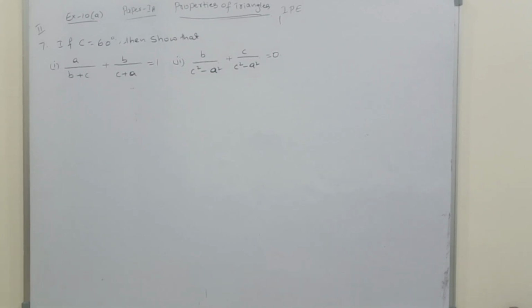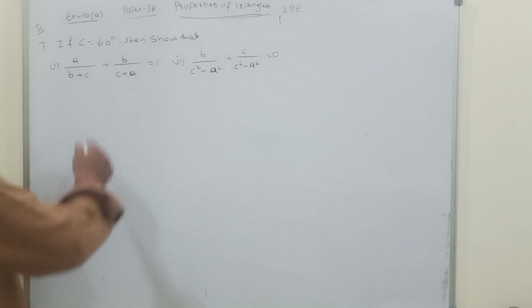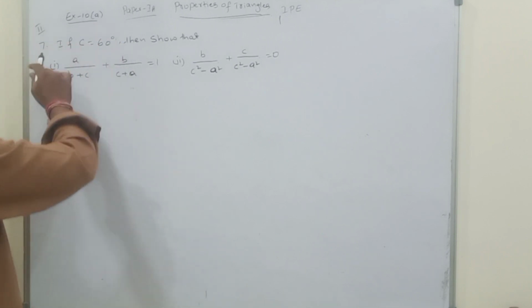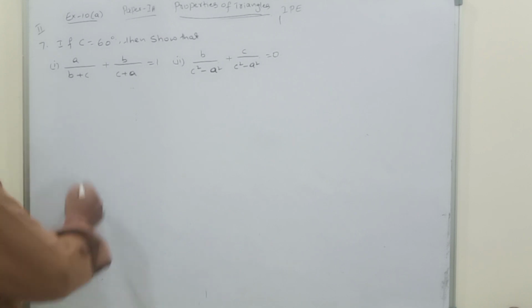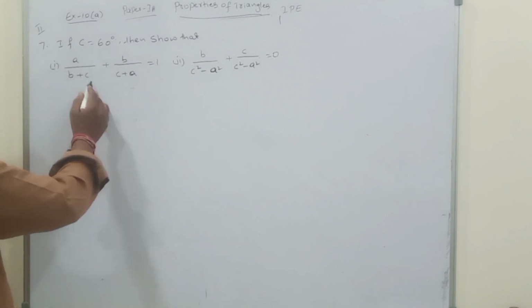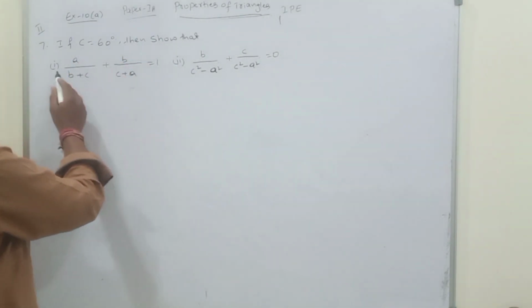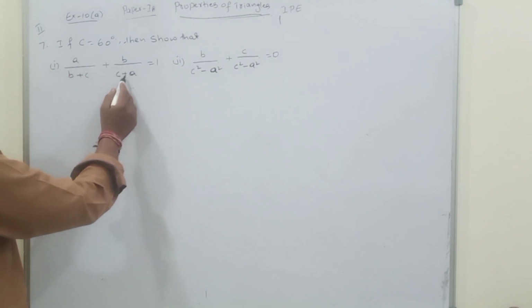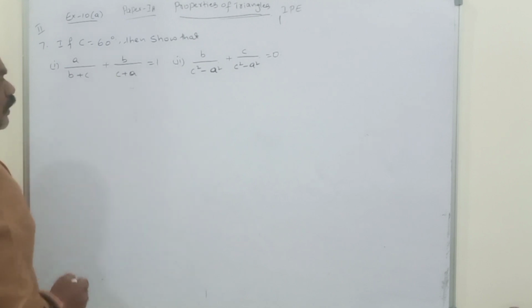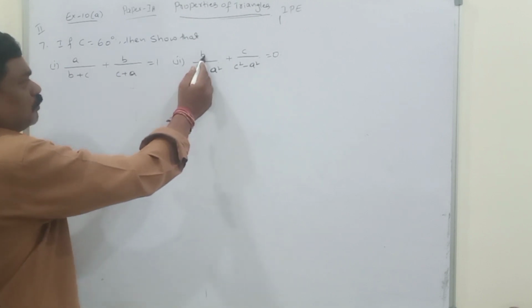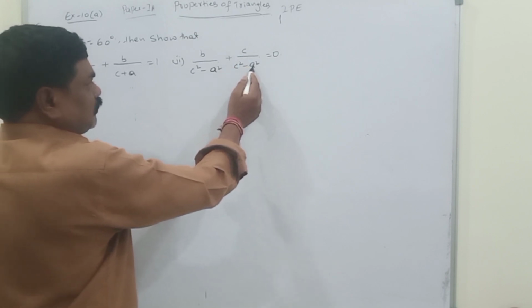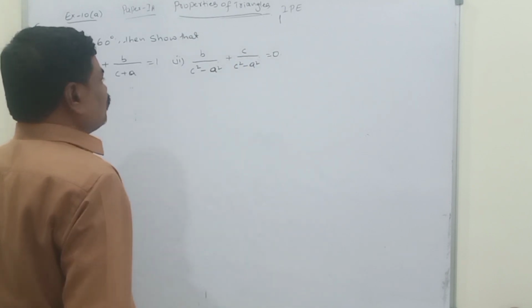Dear students, here properties of triangles, exercise 10a, second section, seventh problem. If C is equal to 60 degrees, then show that first one, A by B plus C plus B by C plus A is equal to 1. Second one, B by C square minus A square plus C by C square minus A square equal to 0.